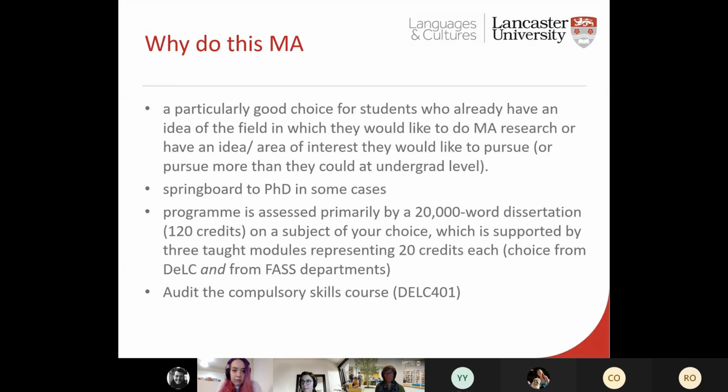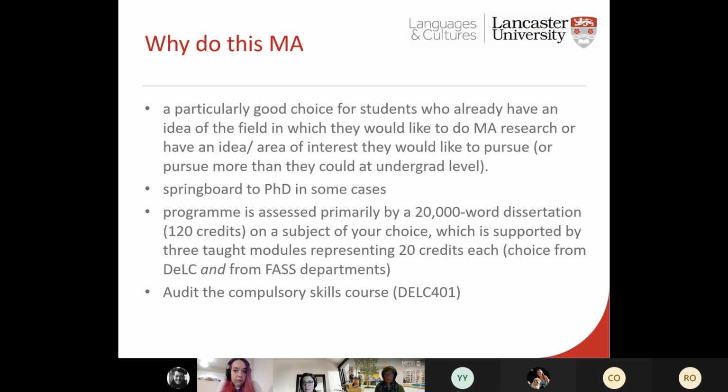So if you've pursued something at undergraduate level and think, oh, that is really interesting, but this is frustrating, I'd like to do more of this. Or if there's something you've not been able to cover, but it's on a period or an author or genre or something that you have looked at during your undergraduate studies or not had a chance to go to in your undergraduate studies, this MA will then allow you to look into that in more detail.